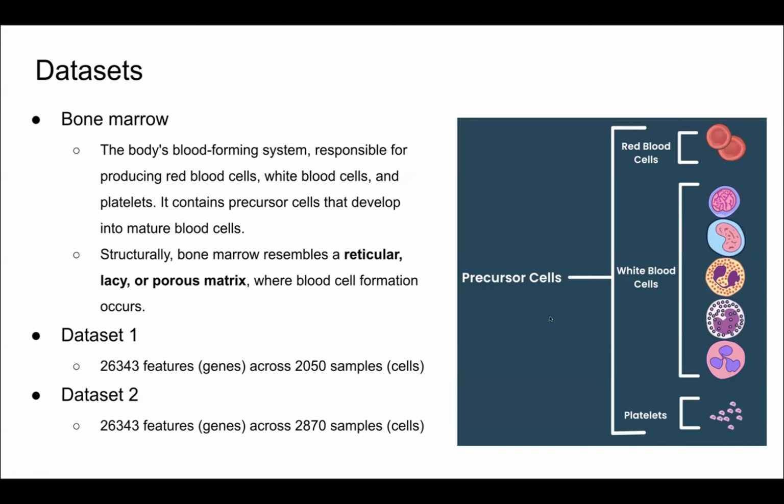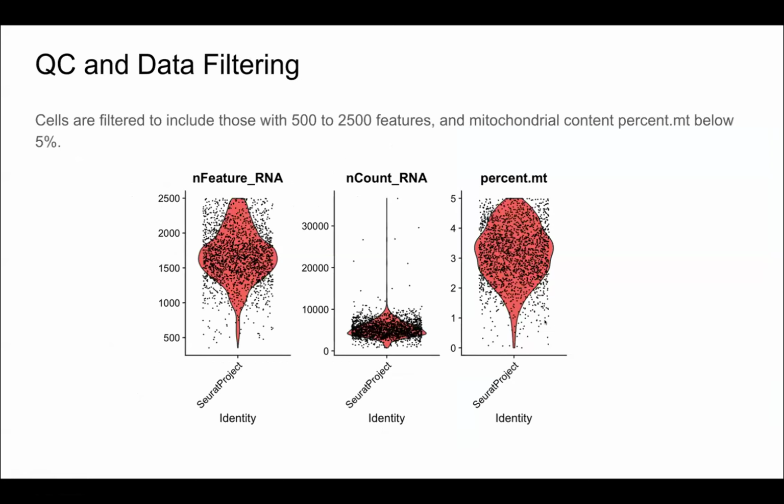For the rest of my presentation, I will be mainly showing the results for the first data set of bone marrow. So first, I did QC and data filtering. I plotted the violin plot for the first data set, and I see that for the number of features, the maximum is actually 2500, so I did a filtering by only including the cells that have from 500 to 2500 features, and the maximum for mitochondrial percentage is below 5%.